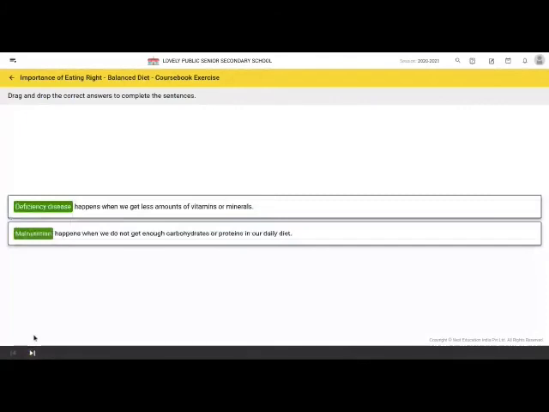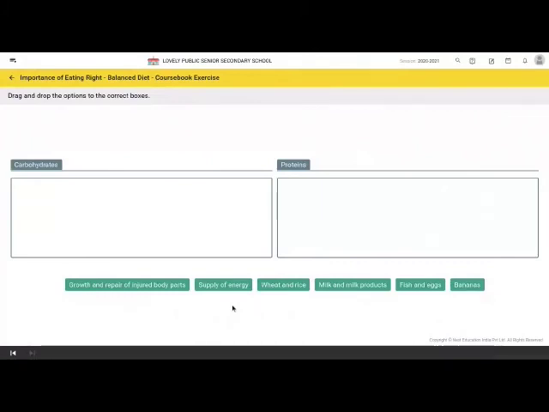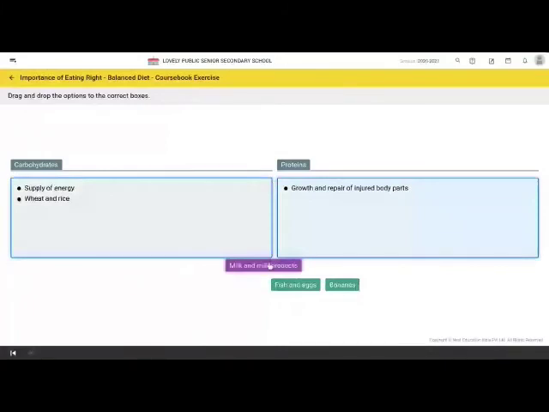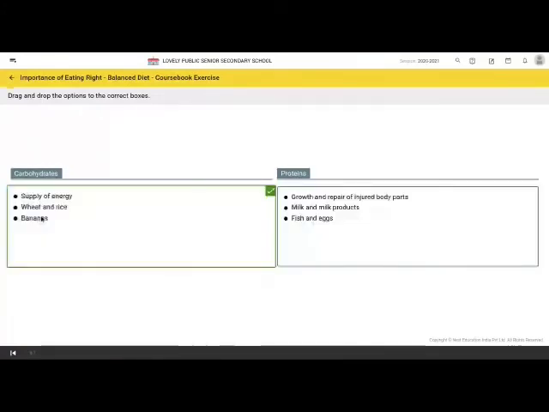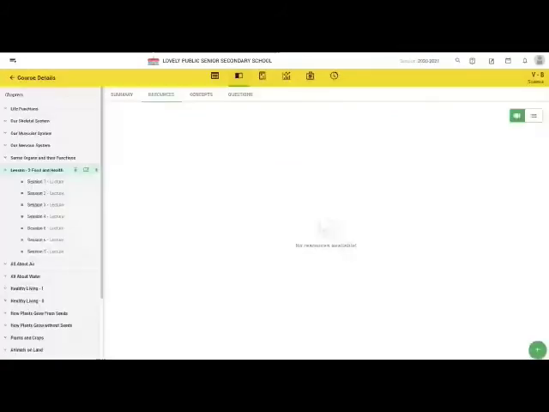Now next is categorizing the carbohydrates and proteins, or we can call it the difference between carbohydrates and proteins. What will come? See the options: growth and repair of injured body parts, supply of energy, wheat and rice, milk and milk products, fish and eggs, and bananas. Let's first start with the function. So supply of energy will go in proteins or carbohydrates? No, it will go in carbohydrates. Then growth and repair, it will be protein. Wheat and rice in carbohydrates, milk and milk products in protein, fish and eggs in protein, bananas in carbohydrates. Till here, I think it must be clear.